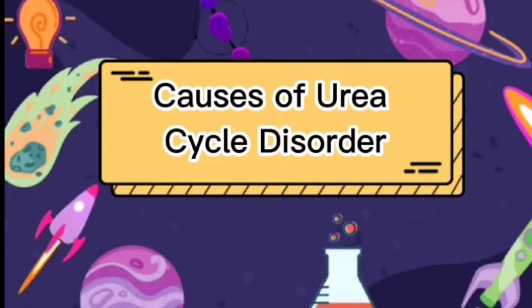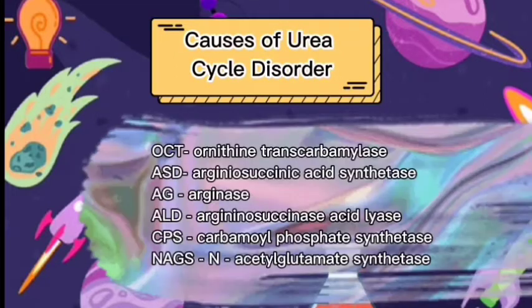Next are the causes of UCD, or urea cycle disorder, which is the lack of an enzyme, or the missing enzyme. Feel free to read below the causes of UCD.